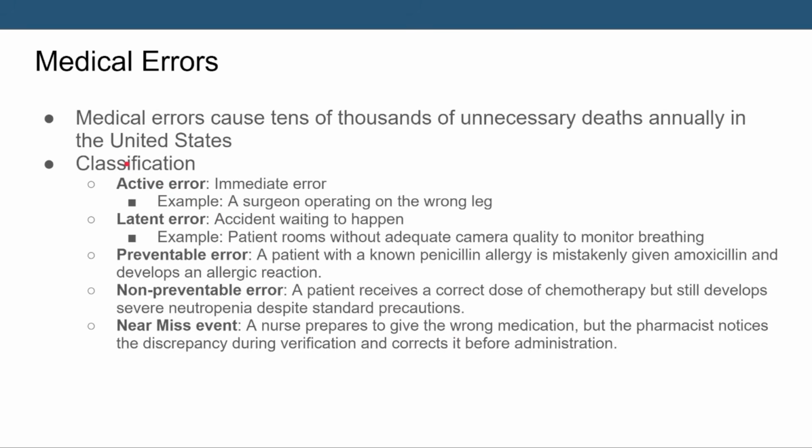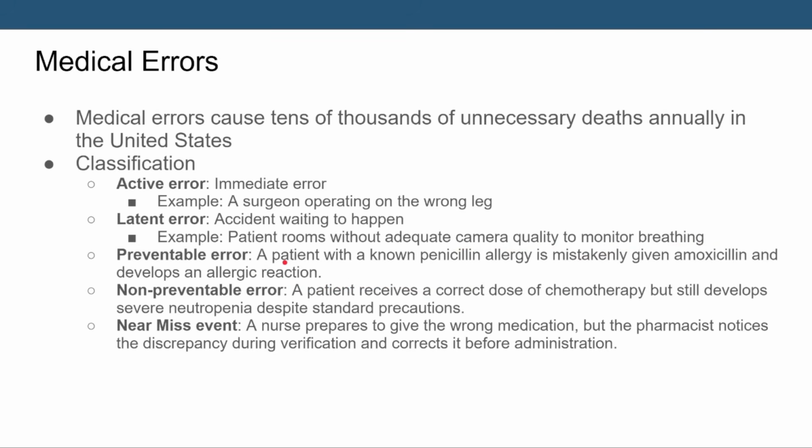So the classification for medical errors, we have active errors, which means an immediate error. An example of this would be a surgeon operating on the wrong leg. A latent error is going to be an accident waiting to happen. An example for this is patient rooms without adequate camera quality to monitor breathing.